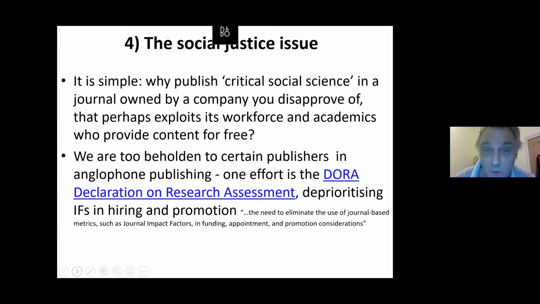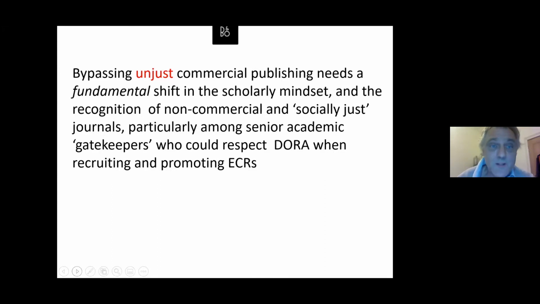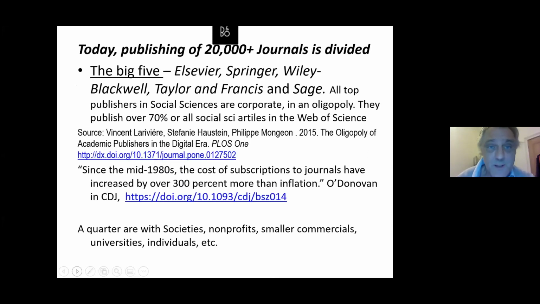I'm afraid we haven't quite got there yet. The academic system still says it's fantastic to publish in certain journals like Science and Nature in STEM disciplines. So a bit of a fundamental shift would be needed in our scholarly mindset if we were going to prioritize that type of way of thinking.